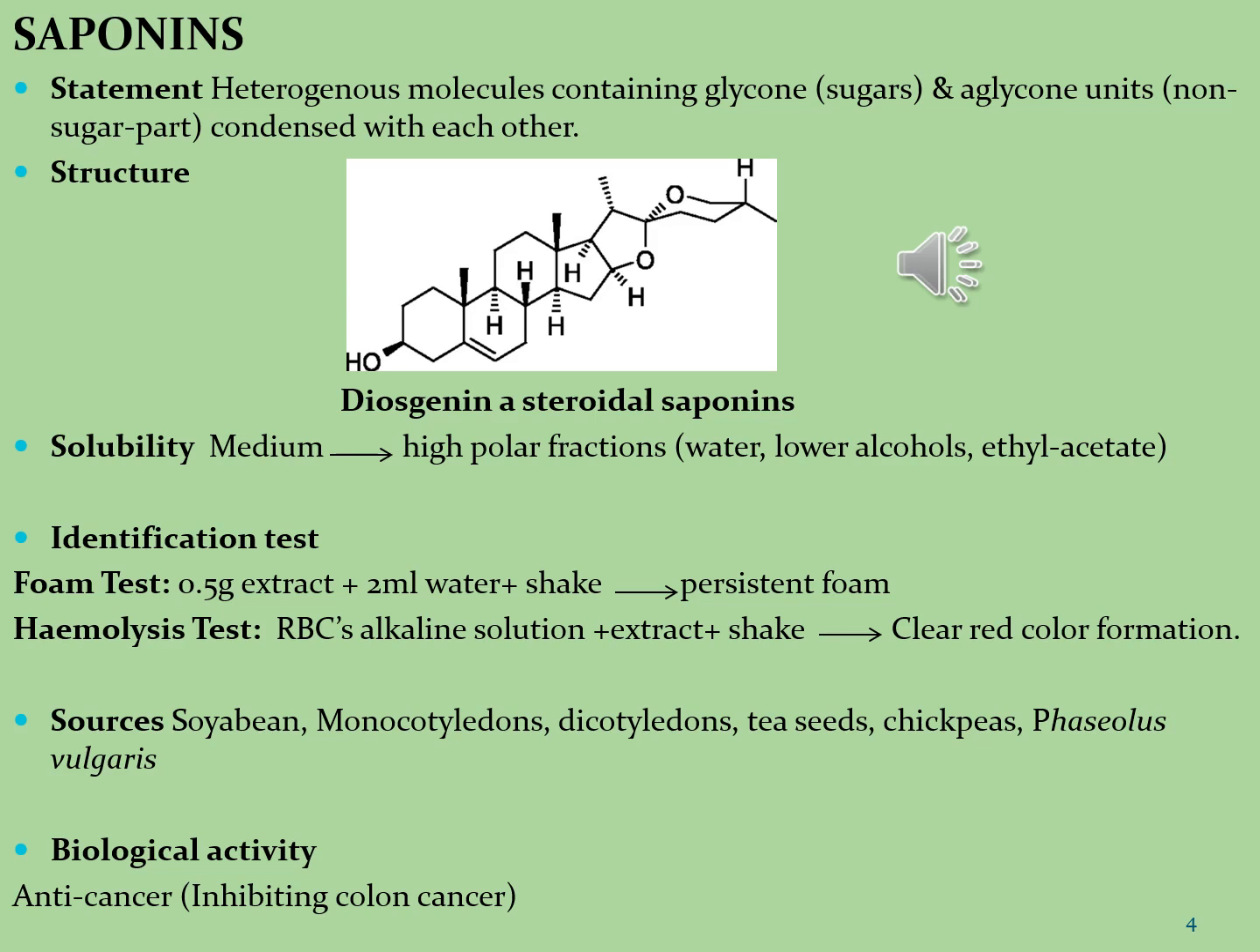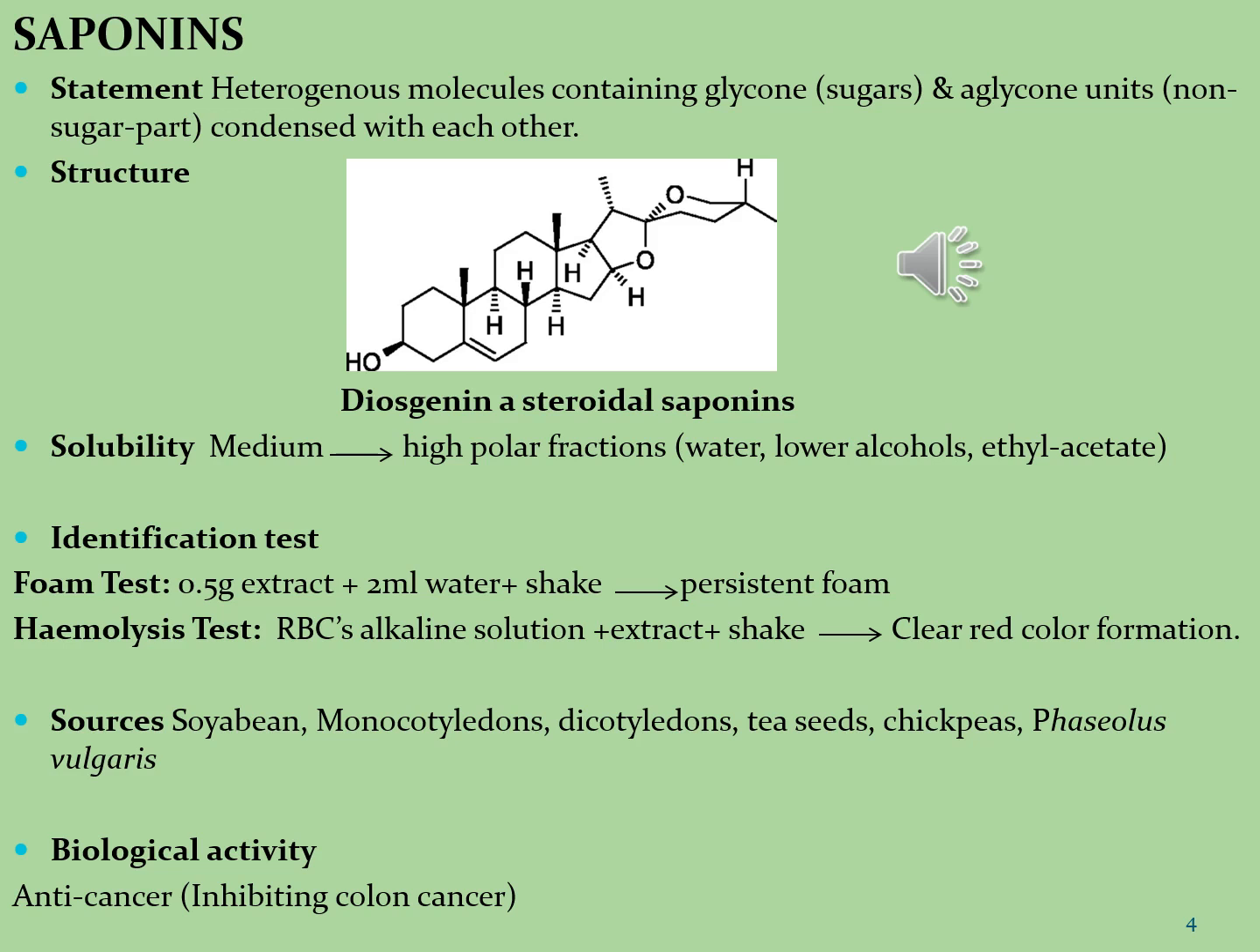Saponins are soluble in medium to high polar fractions of the plant, and these are soluble in water, lower alcohols, and ethyl acetate. Now we see the identification tests of saponins. These are performed in two ways. In the first test, that is the foam test, we take 0.5 gram of extract and add it to 2 ml of water. Then shake it and we observe persistent foam in the solution, which indicates the presence of saponins.